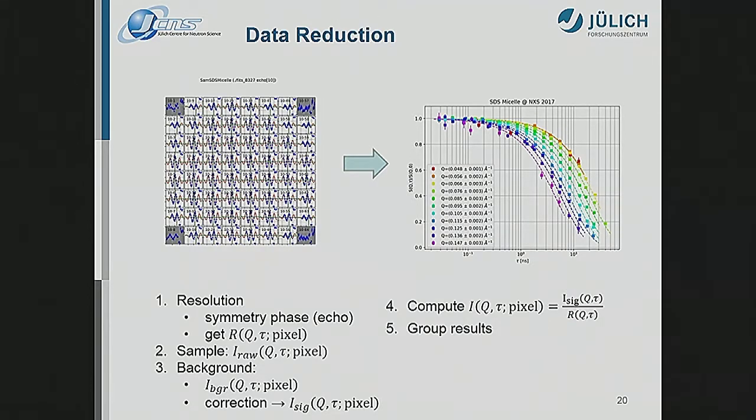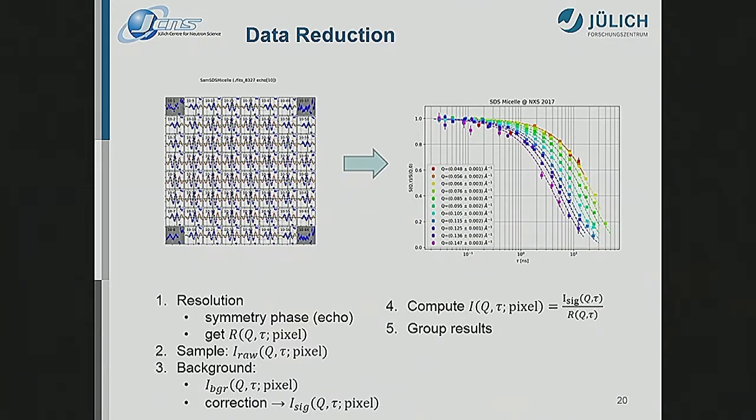Often you want to measure either background, or if you're interested in a system that has some solution or some other components in it, you want to subtract that, so you want to just see the dynamics of some particular parts. So you measure background, or we sometimes call it buffer, and you do the same thing. And then you get, in the end, a corrected signal, the intermediate scattering function, and then you compute I(Q, tau) for every pixel, you group them according to Q and tau, and you get these nice curves.